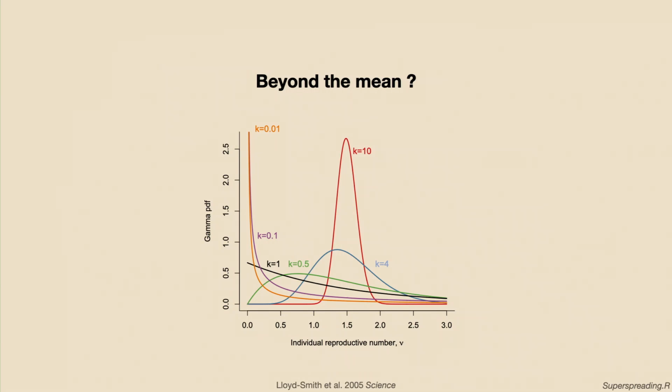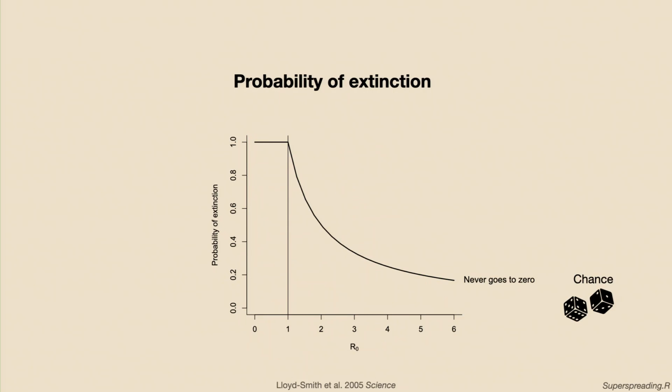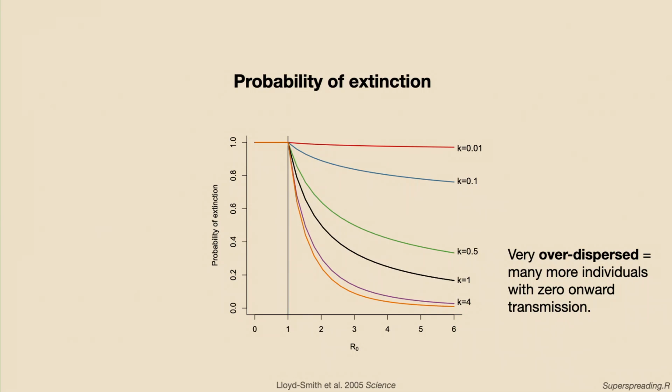So this is a situation where most individuals are doing no onward transmission, and some individuals are doing huge amounts of onward transmission. And if you lay that onto the probability of extinction for the different R0s, with these different degrees of overdispersion, what you find is that if something is super overdispersed, and for example, we think that SARS-CoV-2 is pretty overdispersed, then since most individuals result in no new infections, there's a very high chance that the infection will go extinct, right?